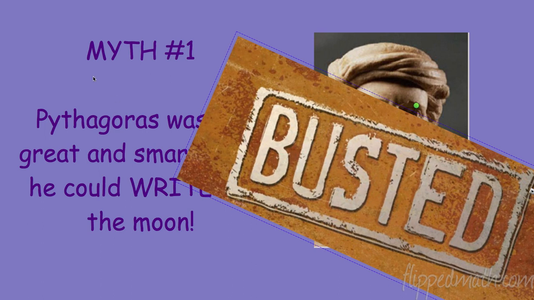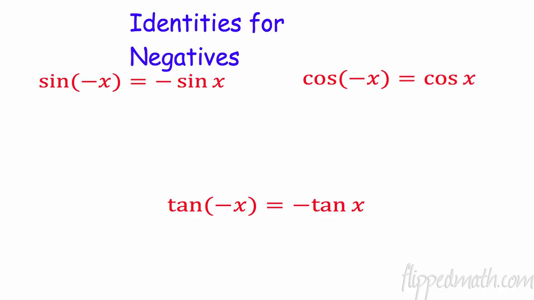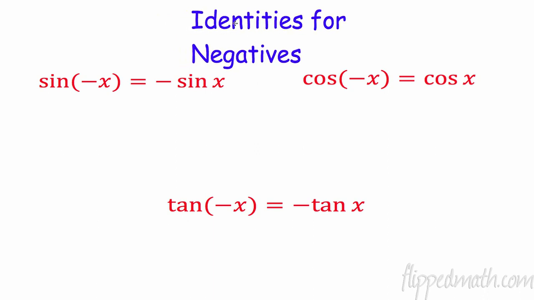All right, so let's take a look here. The very first thing we're going to talk about today are identities for negatives. We'll sometimes get some negative angles in here. So let's see what we have. Sine of negative x equals negative sine of x. Pretty straightforward. These are things you just need to learn. Along those lines, what else goes with sine? Cosecant, right? So the cosecant of negative x is negative cosecant x.